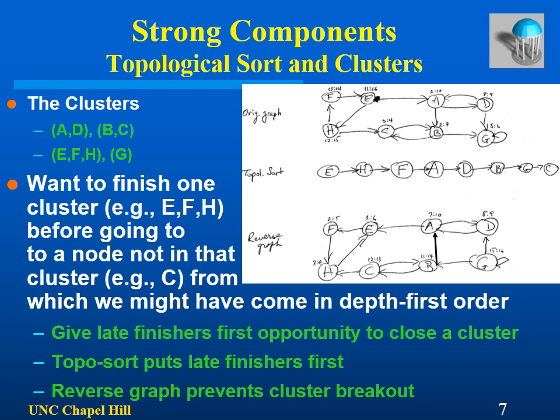So we see that this idea of topo sort to close a cluster based on the fact that it was a late finisher in the DFS of the original graph, allows us to produce an order where these late finishers get done first and never break out because you've reversed the arrows.